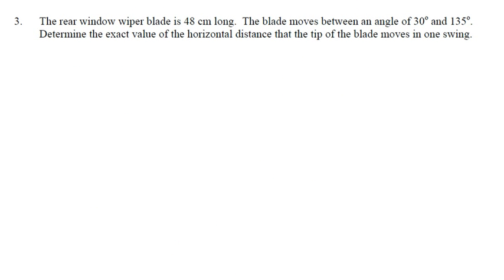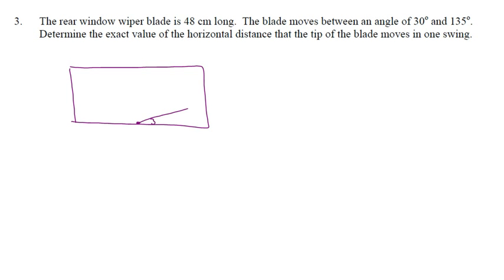The rear window wiper blade is 48 centimeters long. That just sort of comes out of nowhere, right? A car has a rear window wiper blade, but really? The blade moves between an angle of 30 degrees and 135 degrees. I guess we'll assume that's an angle in standard position, perhaps. Maybe it's a bearing. Determine the exact value of the horizontal distance that the tip of the blade moves in one swing.